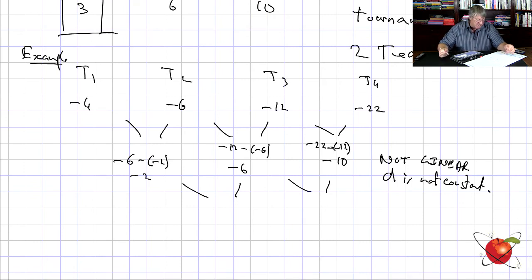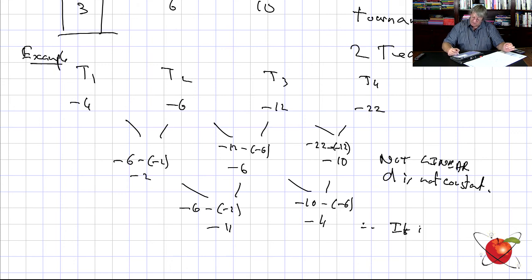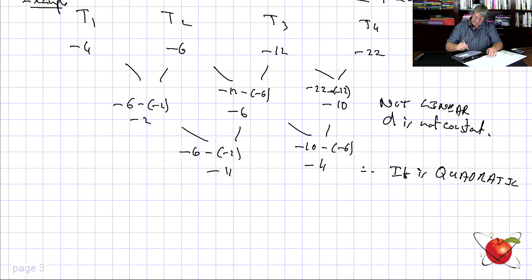The next thing I do is I say, right, take the second level difference. Minus 10 minus minus 6 is going to be minus 4. Minus 6 minus minus 2 is minus 4. Therefore, it is quadratic. Why? Because the second difference is constant. Therefore, it's quadratic. Okay? If we know that, we immediately can say 2a over here.